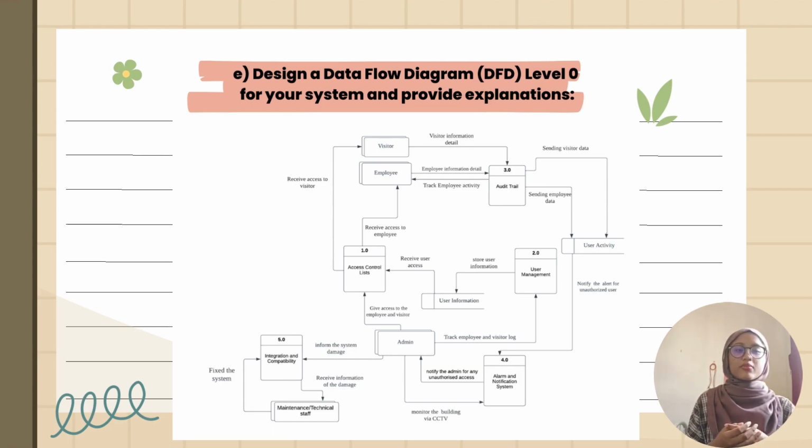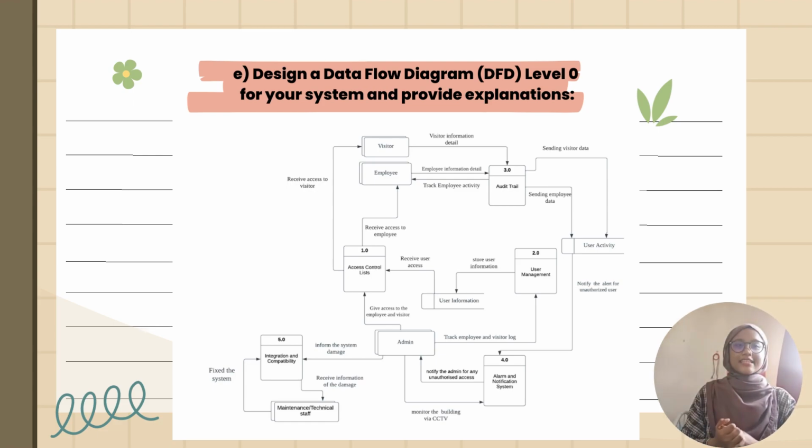Next, the user information data store stores all information of employees such as employee ID, department, access level, authorized access area, and user account information, username and password. For visitors, the user information data store contains all information of visitors such as visitor name, purpose of visit, access level to restricted areas permitted for the visitor to access, and date and time of visit.